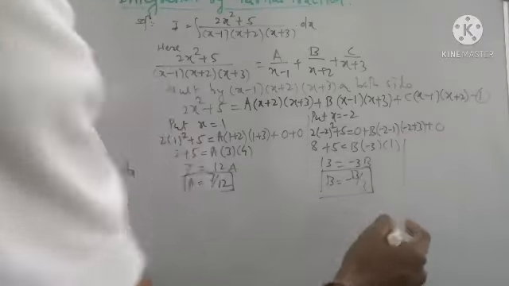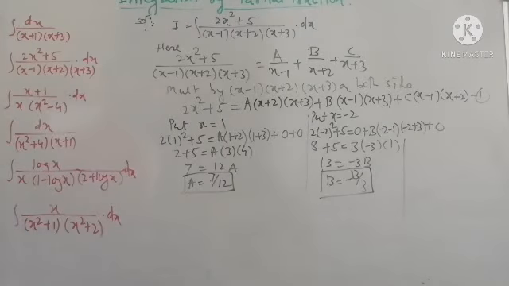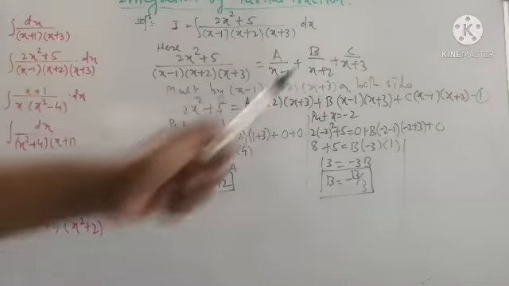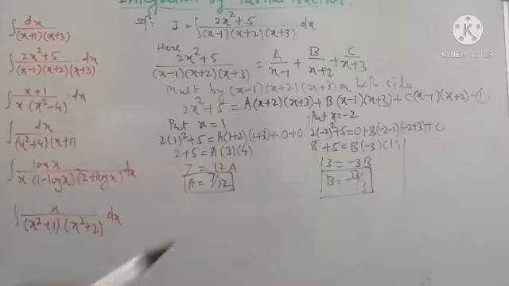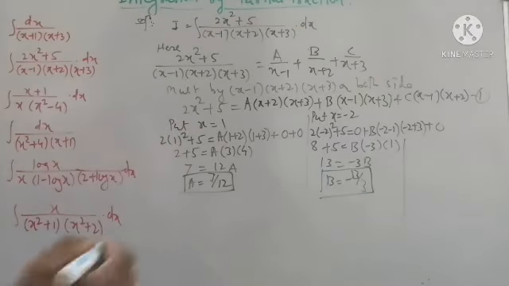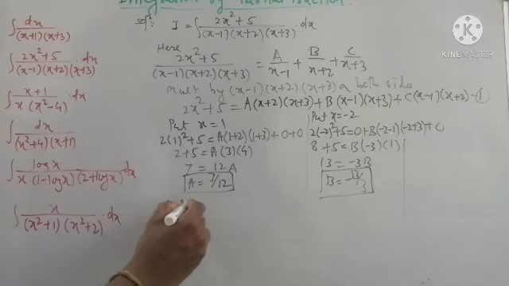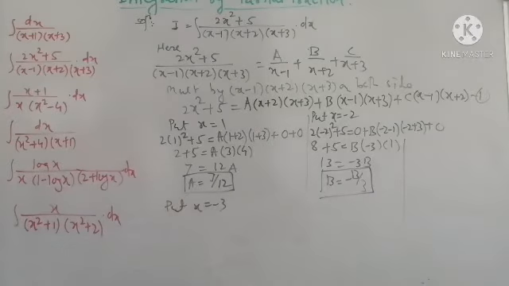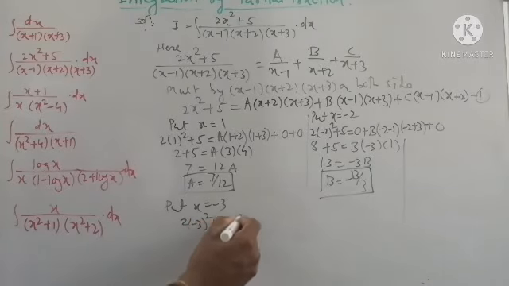Now we have to find the value of c also. For that we have to make the terms of a and b equal to 0. The common factor there is x plus 3. So we take x equal to minus 3. So on the left hand side, 2 into minus 3 squared plus 5.